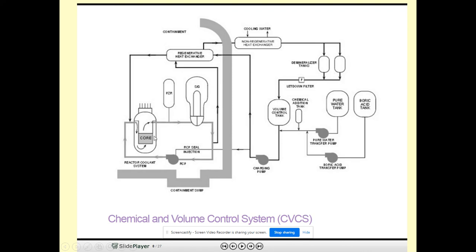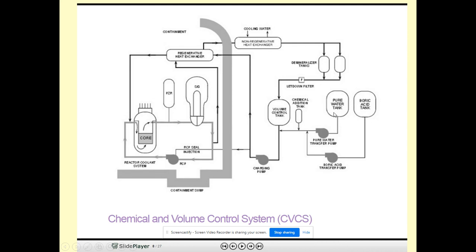So here you go. You can see the whole system. So here is the primary loop. I see my pressurizer and my steam generator, and I'm just taking a little bit of water off, and it's going through a regenerative heat exchanger. We've heard this one before, and then through a non-regenerative heat exchanger, through some demineralizers, and then it's going to go through a volume control tank. And then here we go, our chemical addition, if I need to add any other chemicals. And then there's my pure water tank and my boric acid tank.